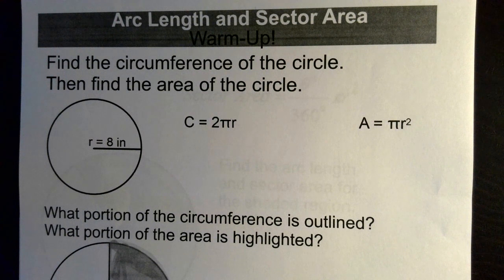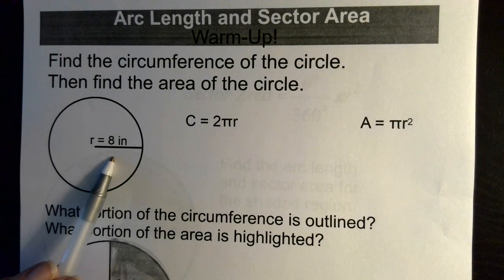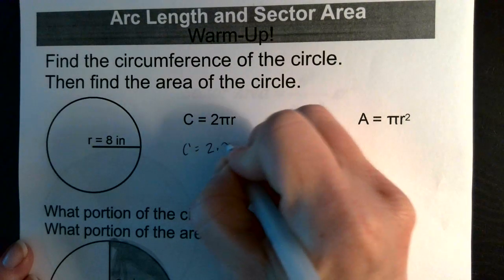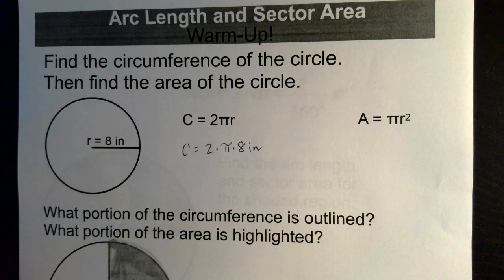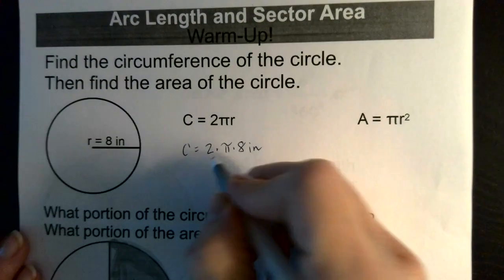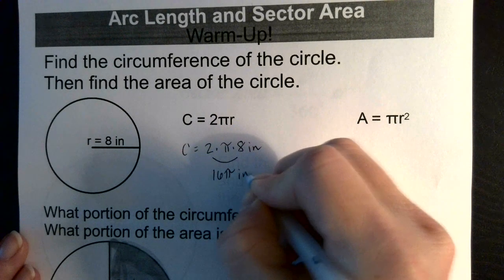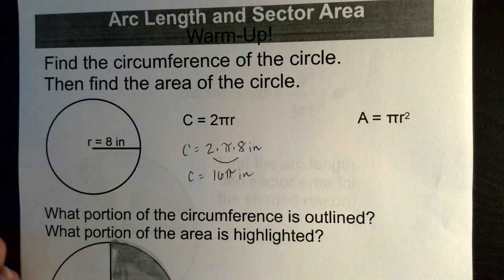So just a quick refresher on circumference and area of the circle. Circumference is equal to 2 times pi times the radius. In this picture, my radius of the circle is 8 inches. So my circumference is going to be equal to 2 times pi times 8 inches. Anytime you're looking for a length or an area, you always want to include the units. I'm going to multiply the 2 times the 8, make this 16 pi inches. This is my circumference. This is a perfectly acceptable answer.